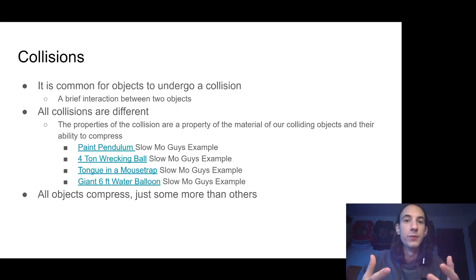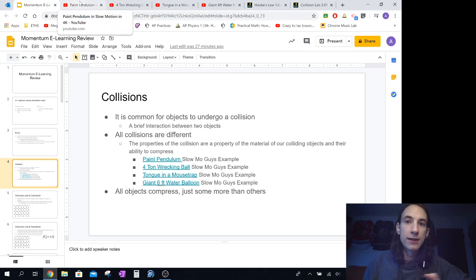That's something that we see a lot in the real world. Typically, we don't have just a single object doing a single thing like falling. When we want to analyze more complicated situations, typically that involves multiple objects. So it's common for these objects to undergo a collision, and we're just going to define a collision as a brief interaction between two objects. All collisions are different, and the properties of these collisions are really based on the material of our colliding objects and their ability to compress with each other. It may not look like it, but when objects collide, there's a brief little compression. We'll talk about why this happens in a moment, but the compression really changes our type of collision.